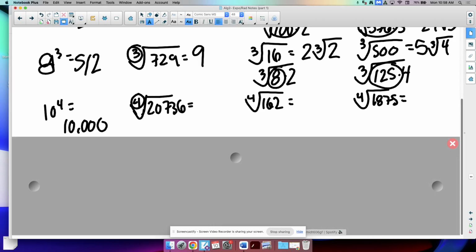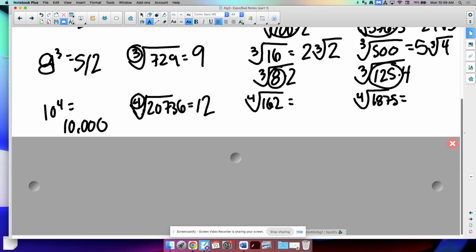Because that 4 is in the index, we're thinking what number times itself 4 times is that larger number. A 4th root just means when you reduce it, you have to look at the x to the 4 list. So first thing you do is glance down that list. Is 20,736 on there? Yes. What is the 4th root of 20,736? 12. You just go all the way over to the side.